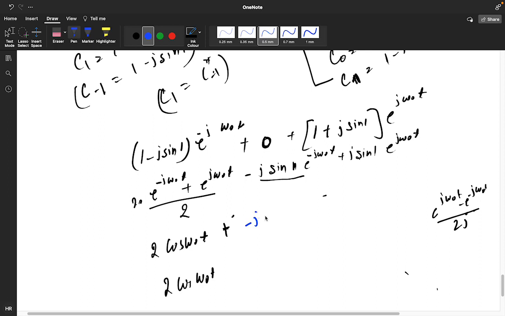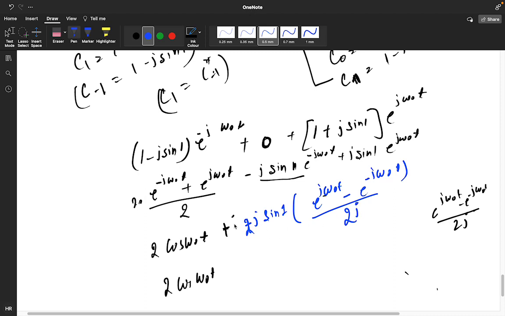Take minus j sine 1 common. So if you are taking minus j sine 1 common, how much you will get? Or if you are taking simply j sine 1 as a common, you are getting e power j omega naught t minus e power minus j omega naught t, right? And if I am dividing this 2 upside and 2 upside, there j is also coming.